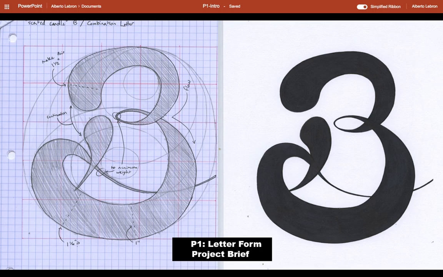This is our project brief, and every project brief in the semester is going to have a similar setup that you see in Google Docs. Our first project is a letter form project.